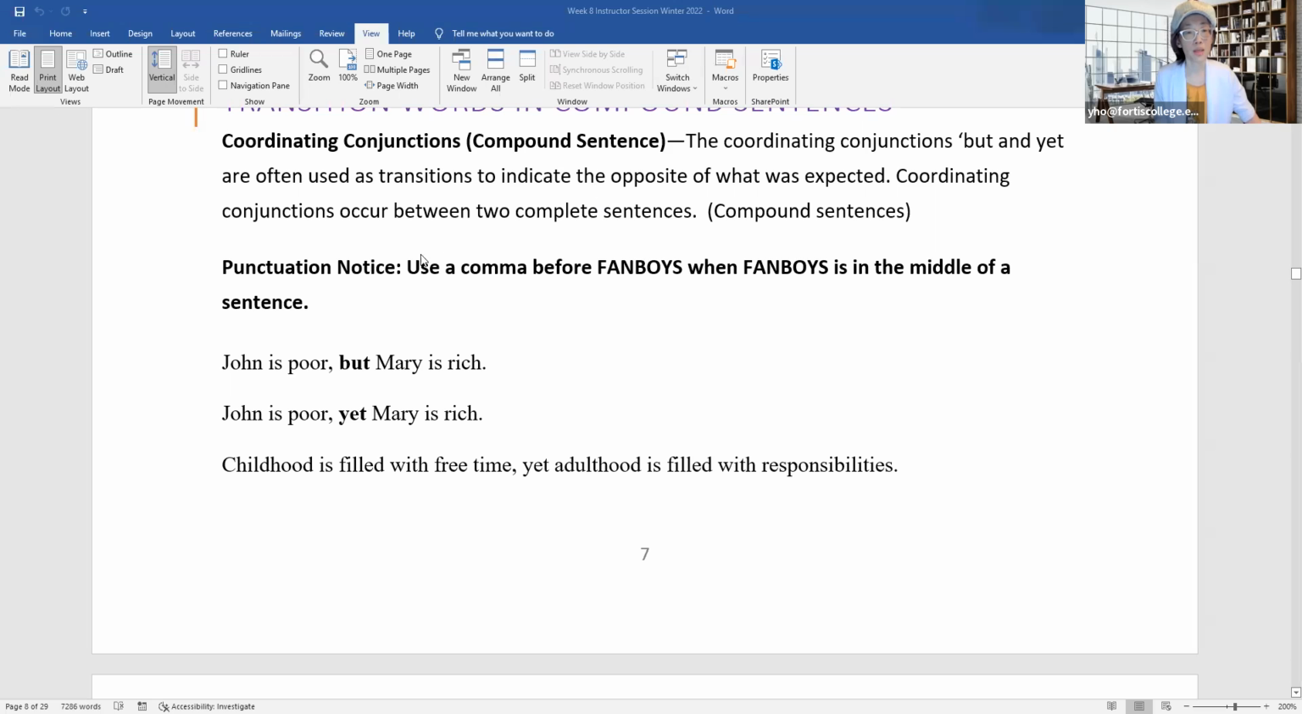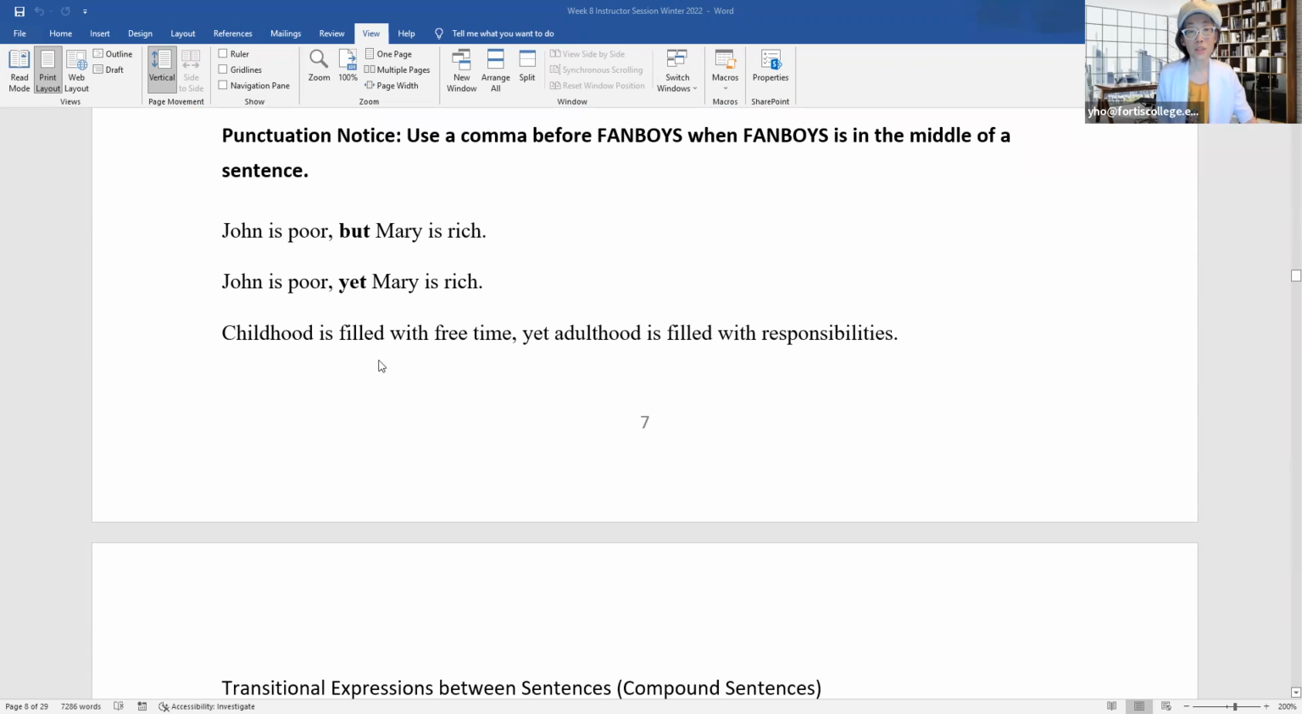And so here, use a comma, and also use a comma before FANBOYS. So every time you have and, but, for, nor, so, yet, you need to have a comma. When I see your essays, I still see people forgetting to put commas in front of their FANBOYS. John is poor, comma, but Mary is rich. John is poor, comma, yet Mary is rich. Childhood is filled with free time, comma, yet adulthood is filled with responsibilities.